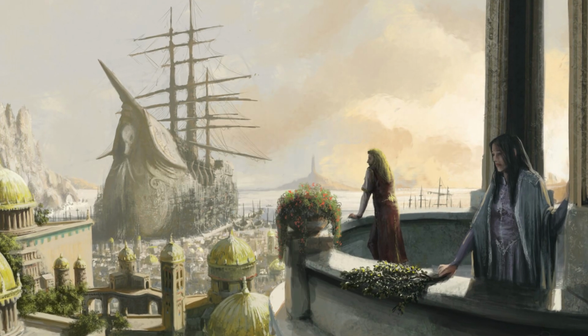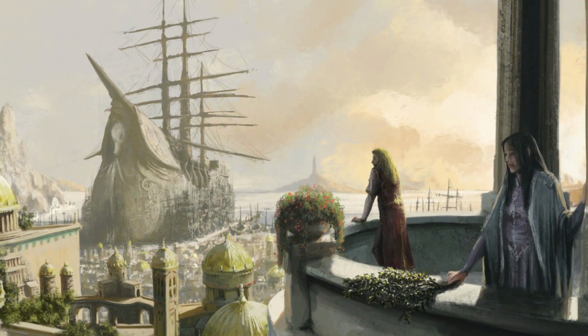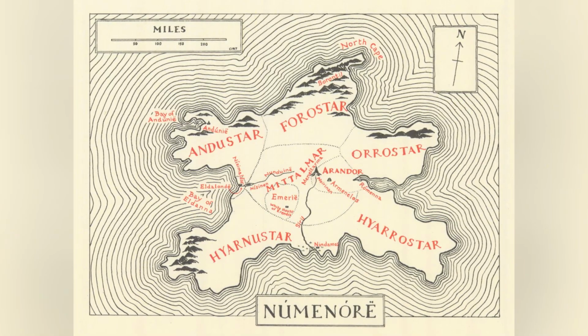It also includes the tale of Tar Aldarion and Erendis, one of the most complete glimpses into Númenor, along with a map of the island created by Tolkien himself.